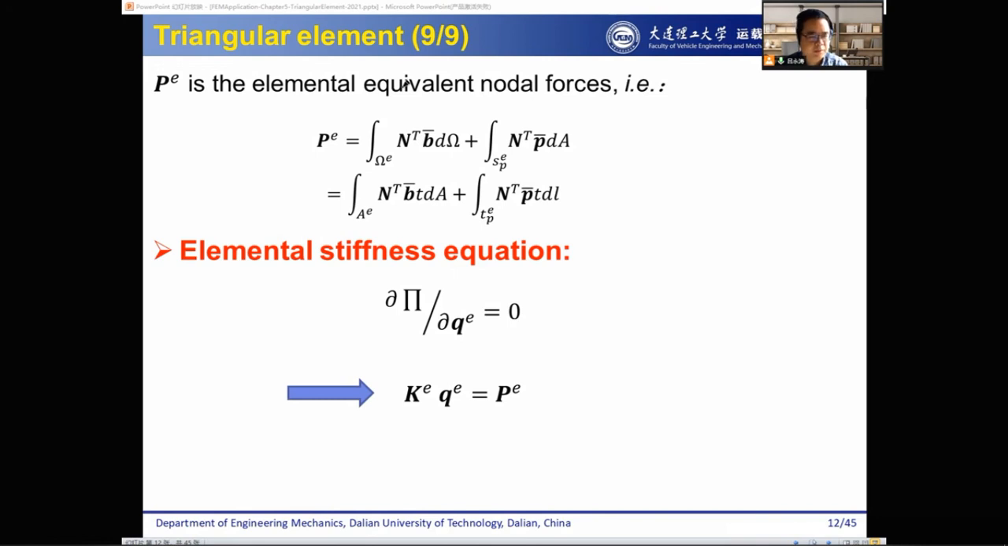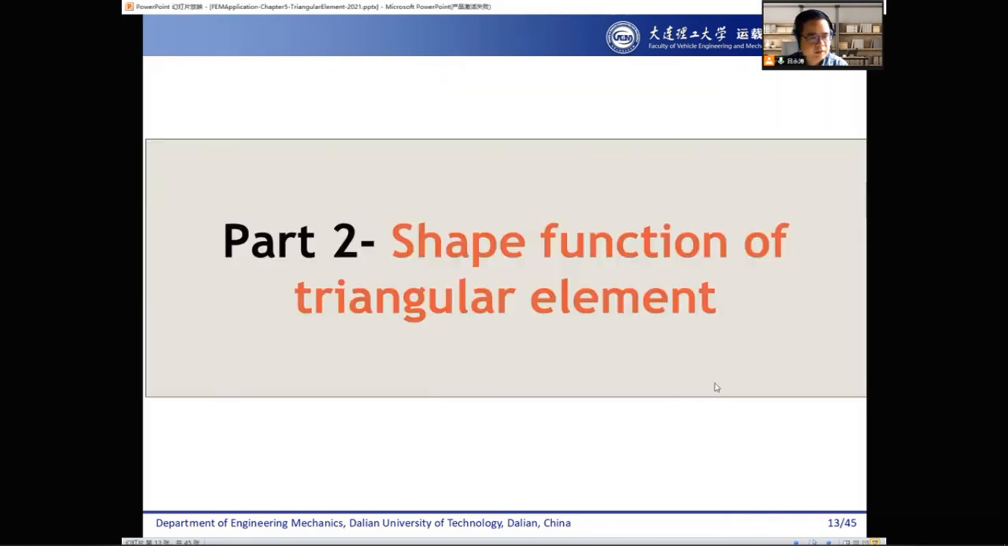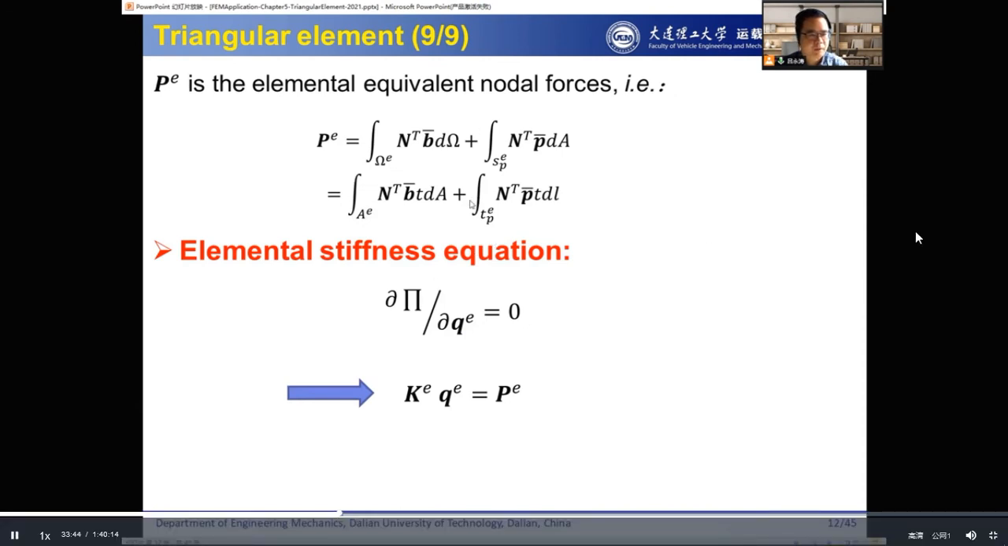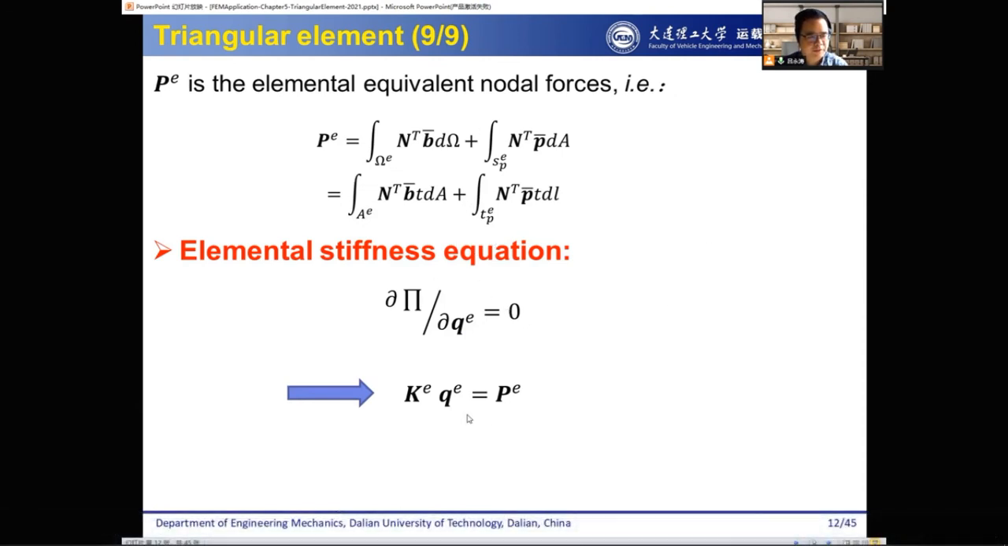So we will also talk about how to do this for the triangular elements. We already mentioned it for the beam elements. And then the element stiffness equation can be obtained by taking the partial derivative of the potential energy with respect to the node displacement vector. Remember, this is the element stiffness equation.